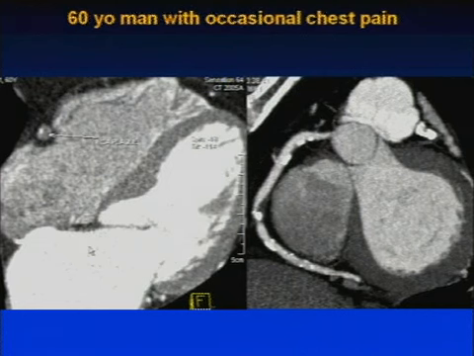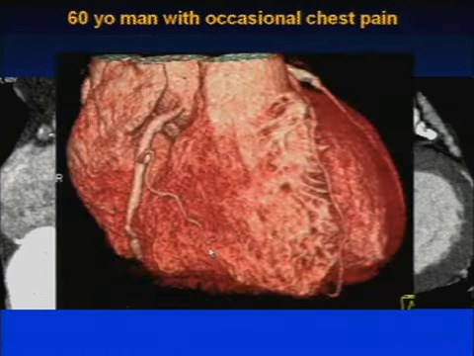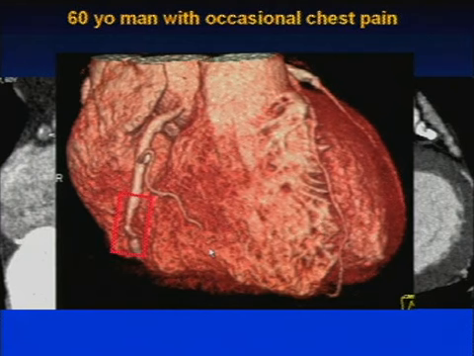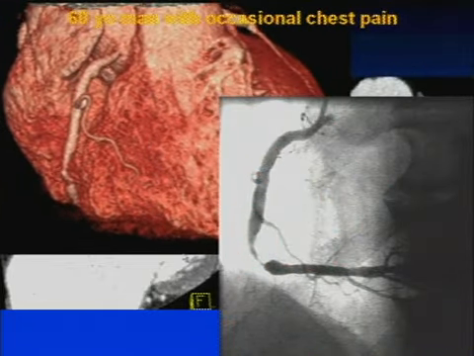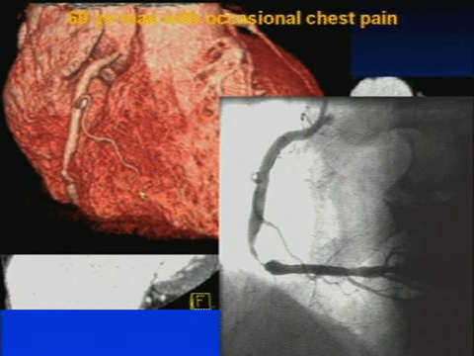This is another patient, a 60-year-old man who had occasional chest pain. And what we can see here is that when you look at the right coronary artery, there's this large eccentric non-calcified plaque along with calcified plaque in the mid-right coronary artery. You can see that here, eccentric non-calcified and calcified plaque. This is the volume rendered image, which again shows the narrowing in the mid-right coronary artery compared to the more normal proximal segment and distal segment of the right coronary artery. And this is the comparison view from the cath, showing again the nice correlation between the cath and the volume rendered image.